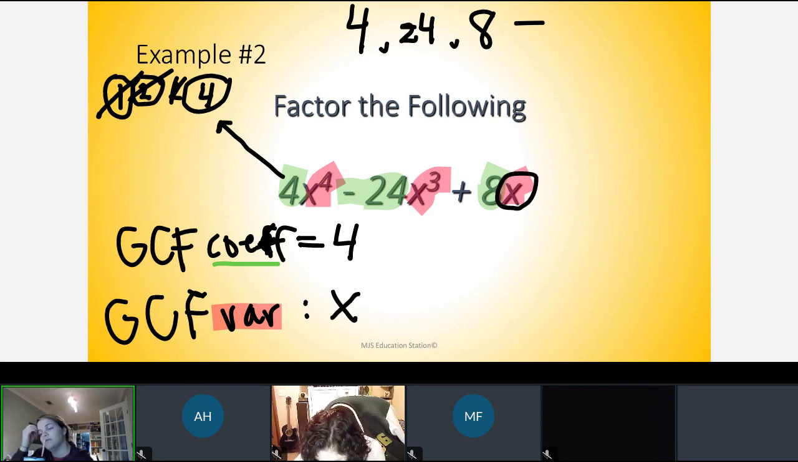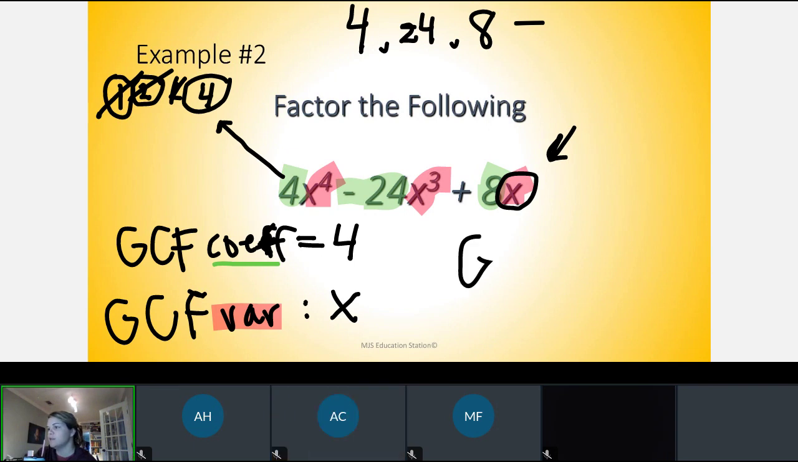So again, finding the GCF of the coefficients, I'm going to start with my smallest number. Finding the GCF of the variables, I'm using the smallest degree of x. Because this term down here, Caitlin, 8x, there's only 1x that I can take from that. I can't take 2 x's if I only have 1 to give. So that means my GCF of this entire thing is 4x.